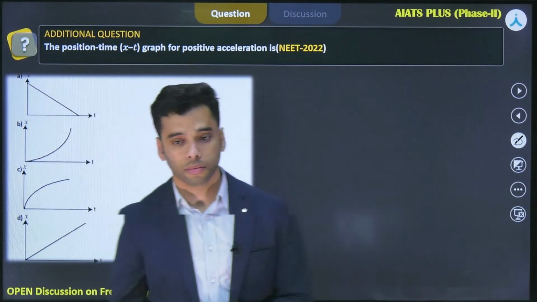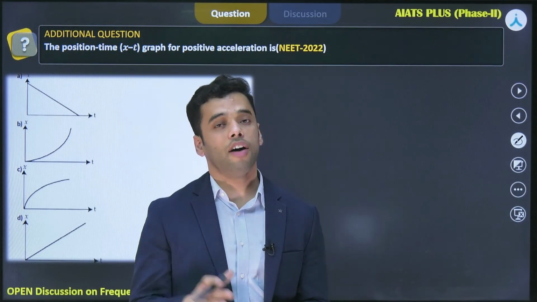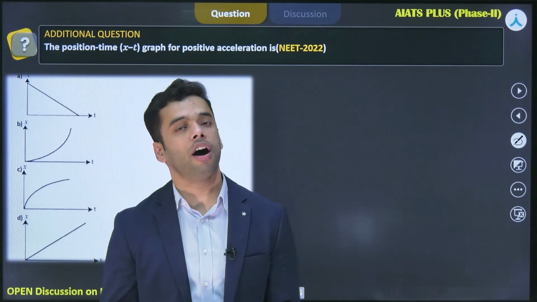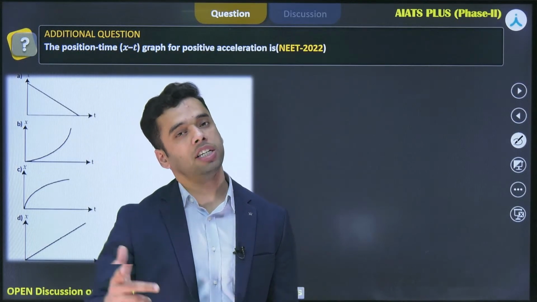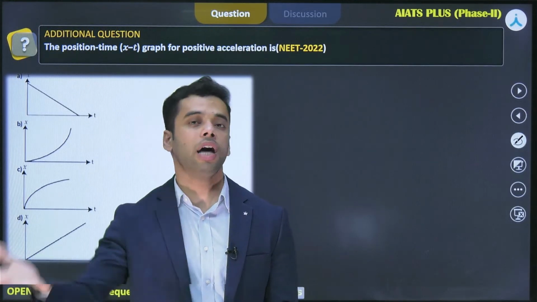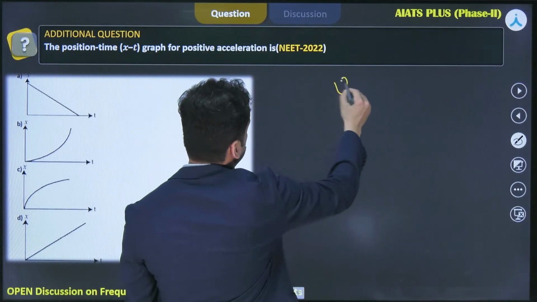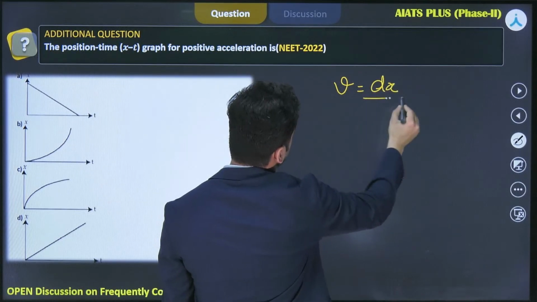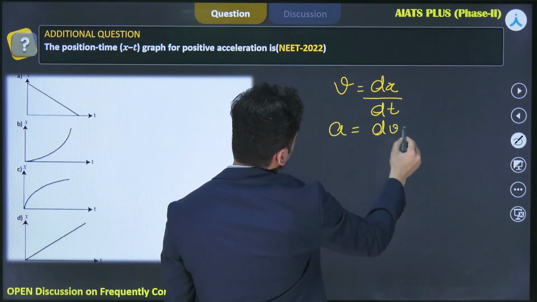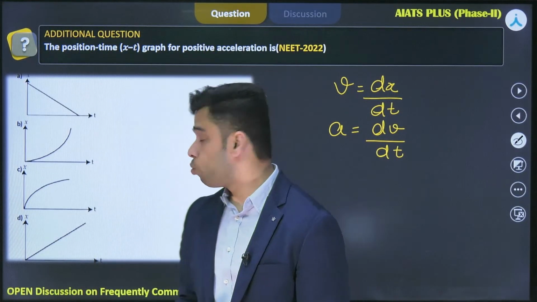You need to comment on the position time graph for positive acceleration, and you have been given the xt graphs. Now, the slope of the xt graph will give you the velocity, and the slope of the vt graph will give you the acceleration. So acceleration should be positive, and based upon that, you need to comment upon the xt graph. See, v is equal to dx by dt, that is, velocity is given by the slope of the position time curve, and acceleration is given by the slope of the velocity time curve, right? Now, what is the meaning of positive acceleration?